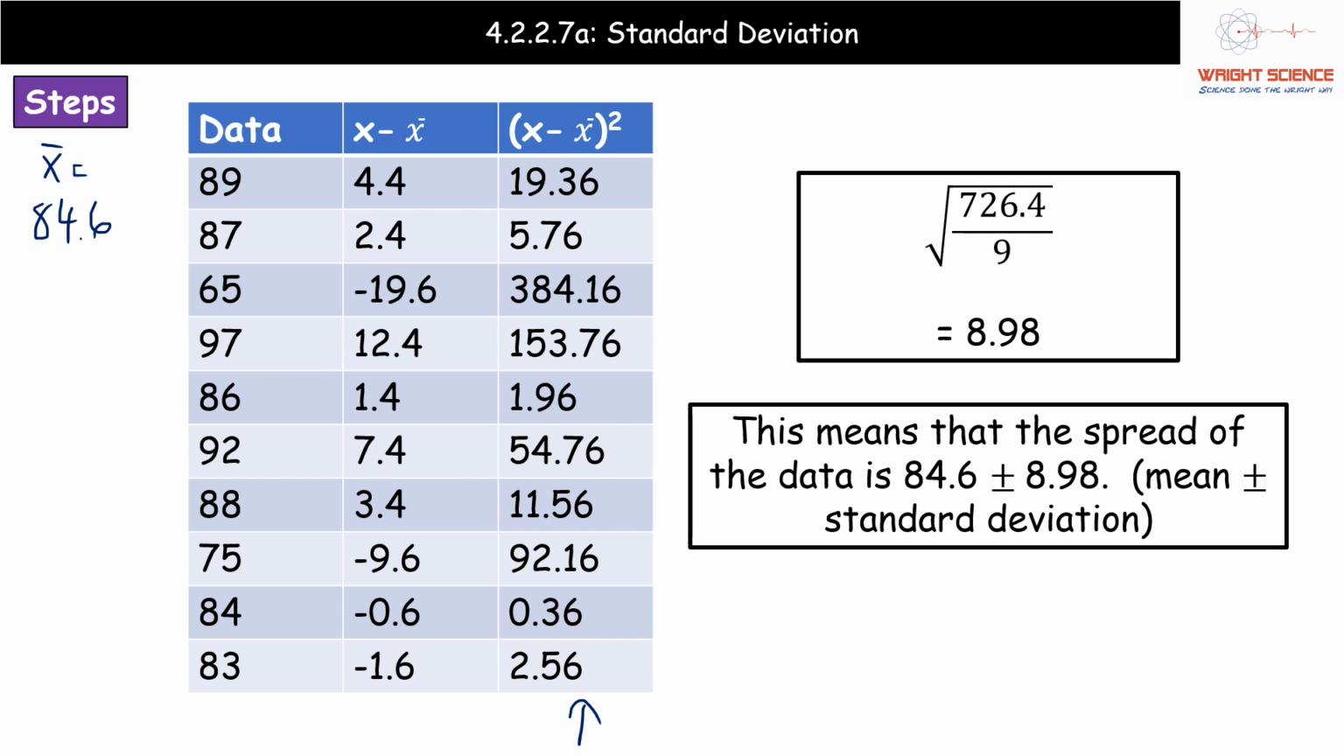Now, if we've got that, it means that the spread of the data is either plus 8.98 or down to minus 8.98 from the mean. So what we're really looking at is our mean value of 84.6, going up to a high point of that plus 8.98, and the low point being that minus 8.98. That gives us the maximum and the minimum values. Remember, this little sign here, plus or minus, means it's either going that much above or that much below your mean value.